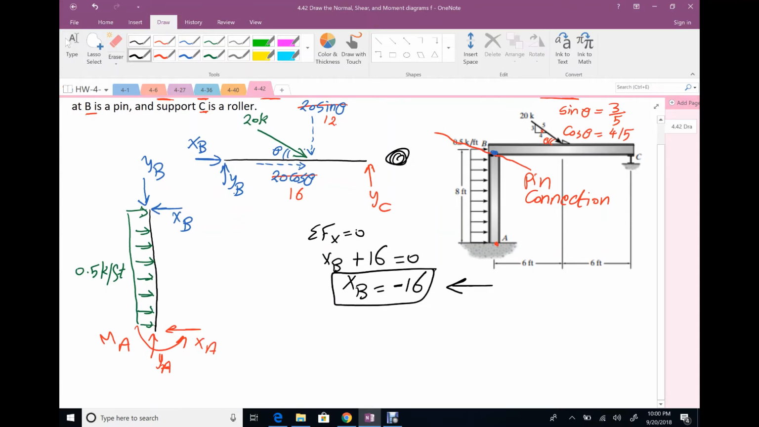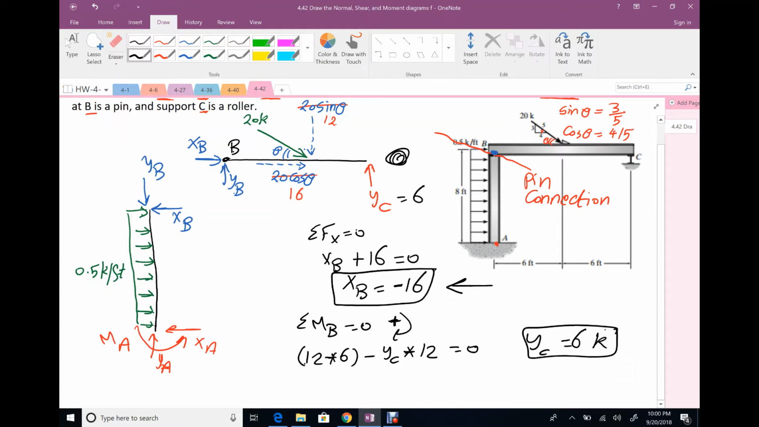Okay, summation moment at B equals 0. I'm here at B and assume this direction is positive. You can assume what you want. YB and XB will be cancelled. So we have 12 times horizontal distance 6, minus YC times horizontal distance 12 equals 0. The only unknown is YC, which will be 6 kip. So this value is 6. Summation Fy equals 0. YB will be 6.